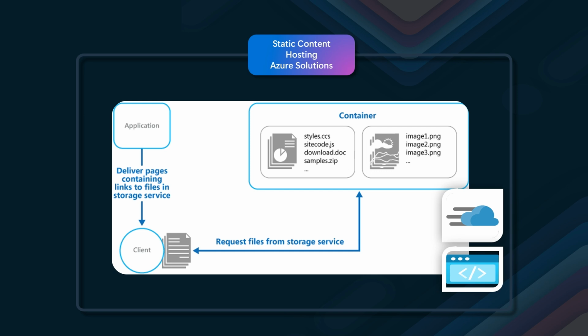The Azure Storage Service houses the static resources in organized containers. These containers segregate different types of files such as CSS style sheets, JavaScript files, documents, and images. This organization ensures that the retrieval process is streamlined and efficient. Upon receiving the request from the client, the storage service swiftly delivers the requested files. This mechanism offloads the burden of serving static content from our primary application servers, thereby enhancing the overall performance and responsiveness of our web applications.